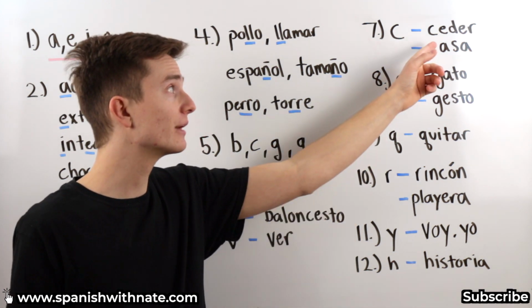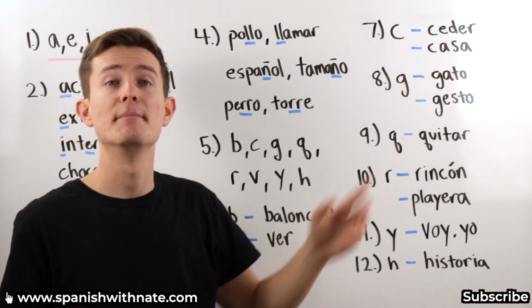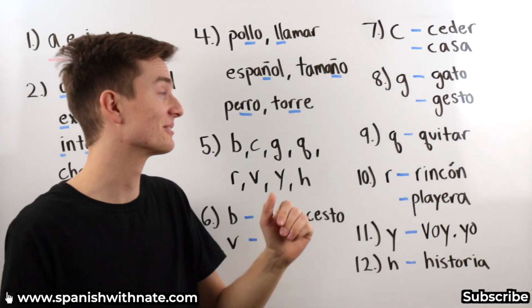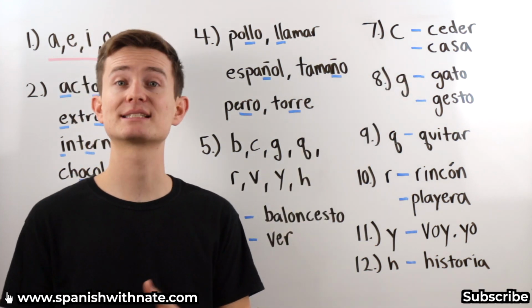Okay, first off, we have ceder, meaning to give up. Ceder, right? I hope you're not giving up on this lesson. Okay, next we have casa, casa, with a K sound. It makes that K sound.